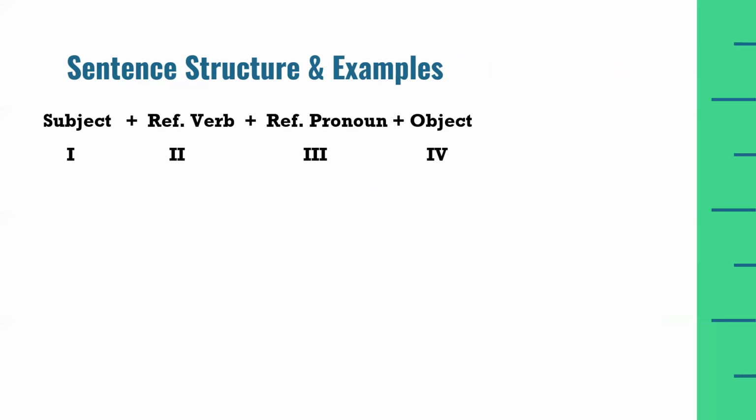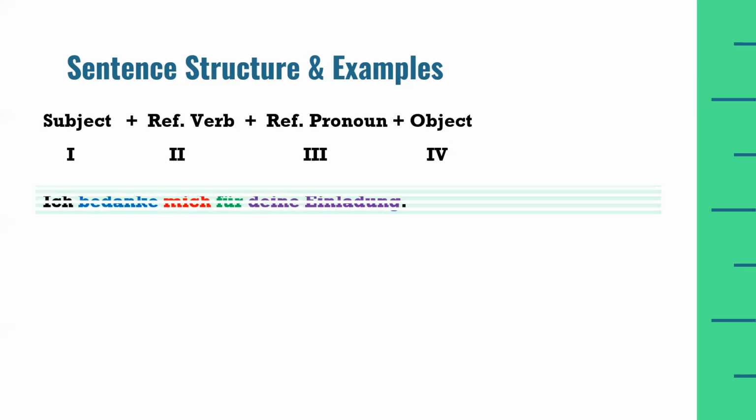In this case, I have first taken this example of simple sentences in which the subject comes at the first position, the second position is for the reflexive verb, which is conjugated according to the subject of the sentence. At the third position, we use the reflexive pronoun, also selected according to the subject. And the last position is for an object, a preposition or an adjective. So let's take the first example.